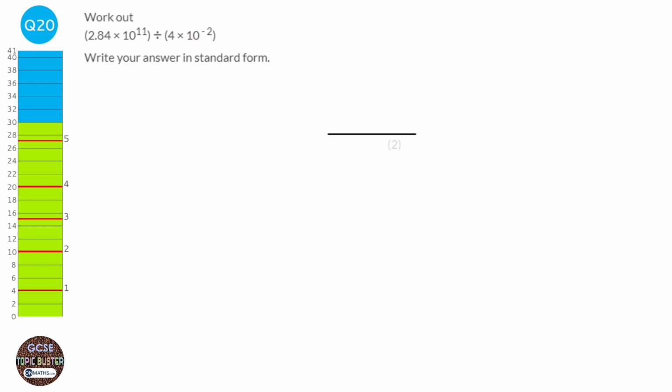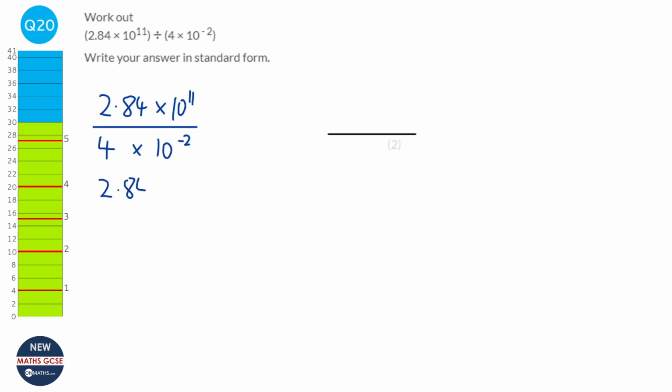So we can write this as a fraction. So it would be 2.84 times 10 to the power of 11 over 4 times 10 to the power of minus 2. What we can do is split this up into two fractions. So 2.84 over 4 times 10 to the power 11 over 10 to the power of minus 2.